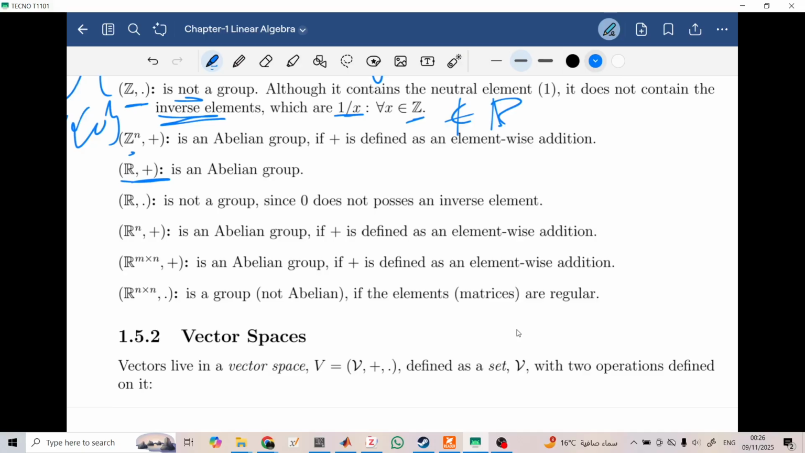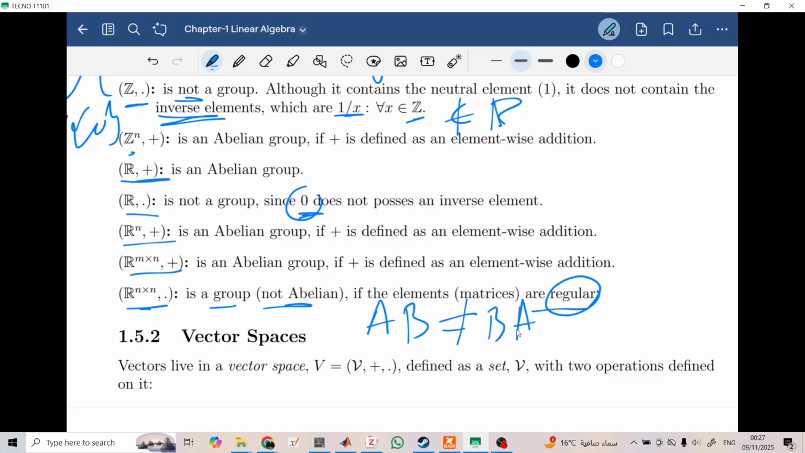Now we've shown this is an abelian group. This is not a group because 0 does not have an inverse element. This is an abelian group. This is the same case as Z to the power n. This is an abelian group, right? And this is not abelian. It is a group if the elements are regular, meaning that the matrices have full rank. Otherwise, as we've shown, it's not a group, right? It's not abelian. Why? Because a multiplied by b does not equal b multiplied by a, right? It's not always the case.